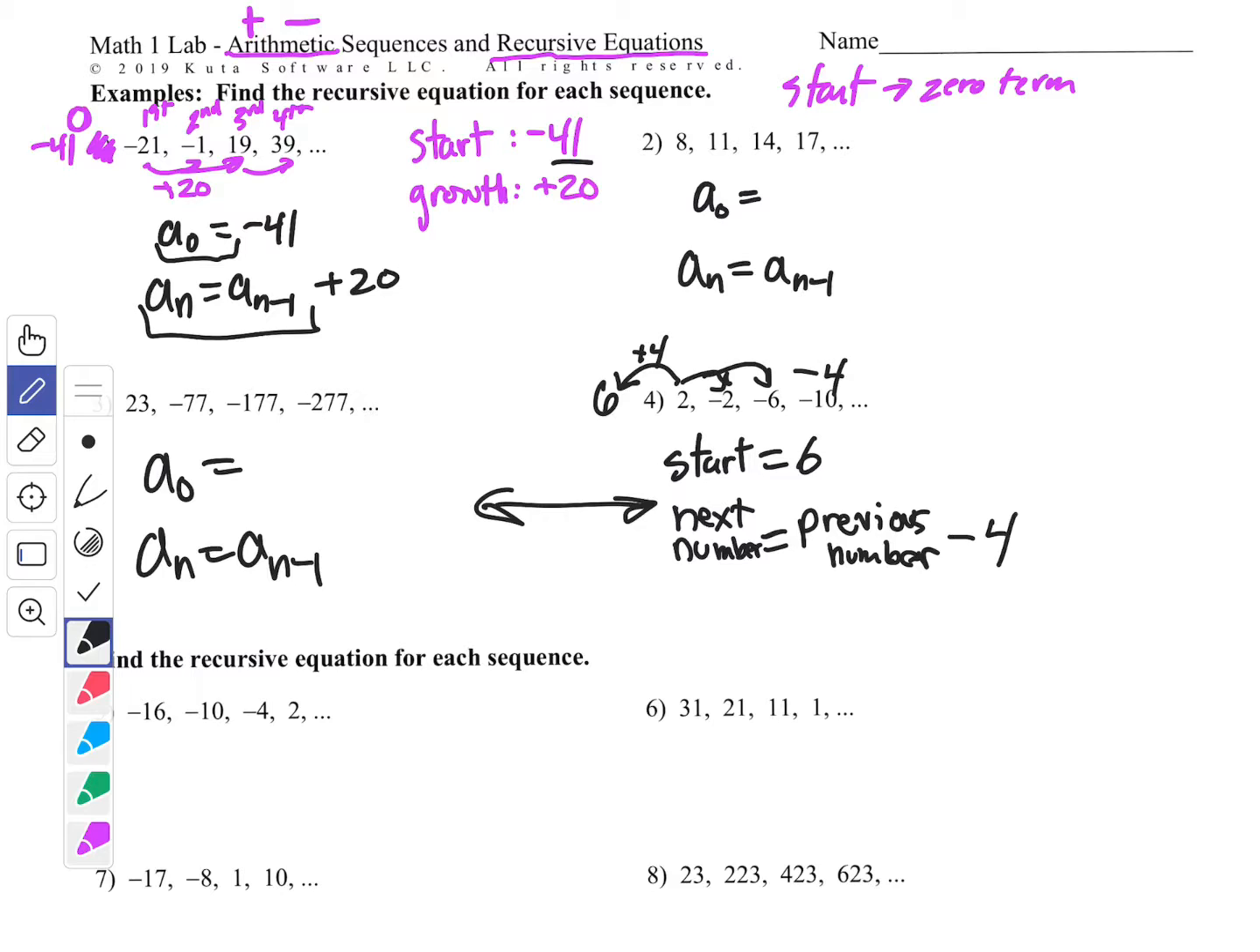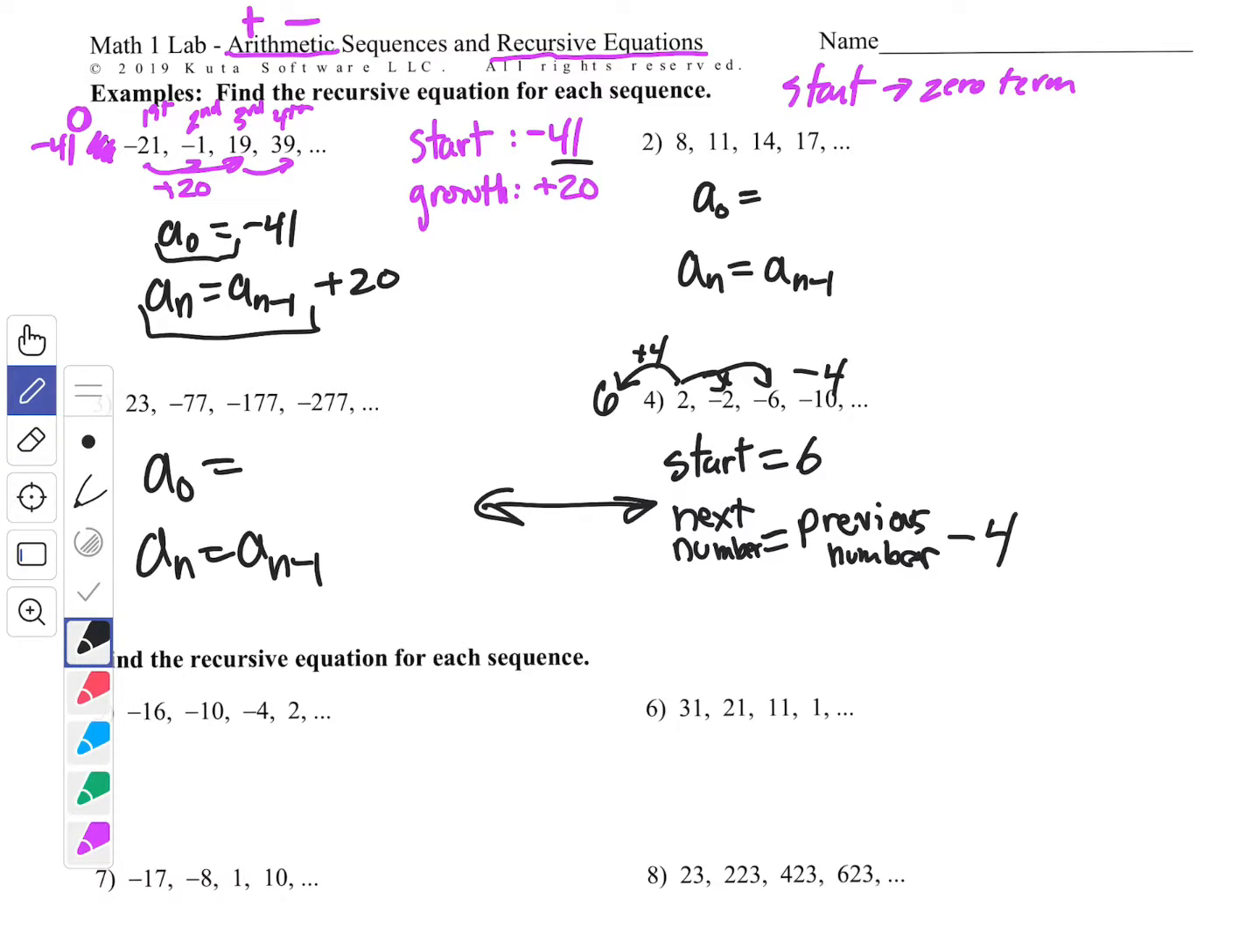This means the same thing as over here on the left, okay, of this part. Same way, so a sub 0 is representing that start. A sub n, the next number, a sub n minus 1, the previous number, okay? That's all you're really saying, okay? And it has to do with those term numbers.